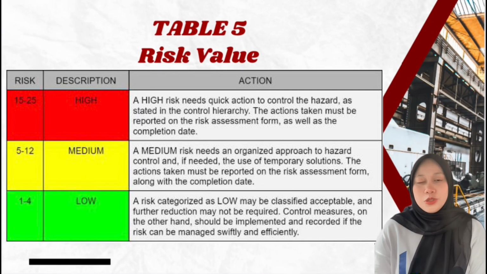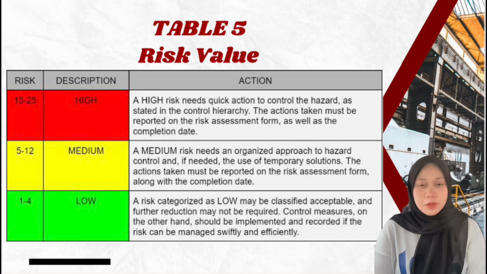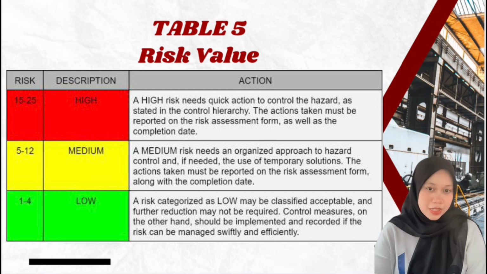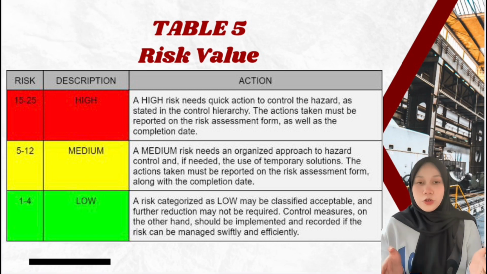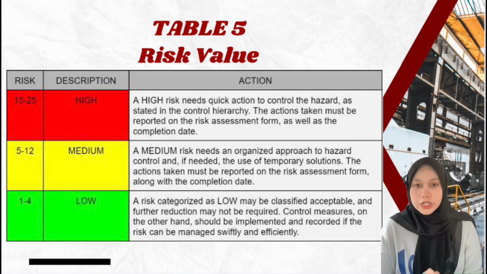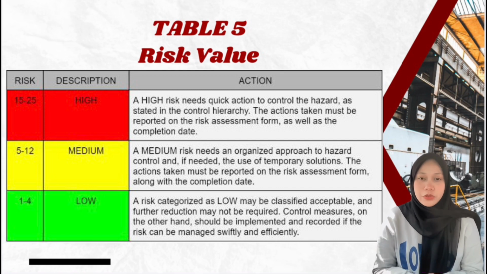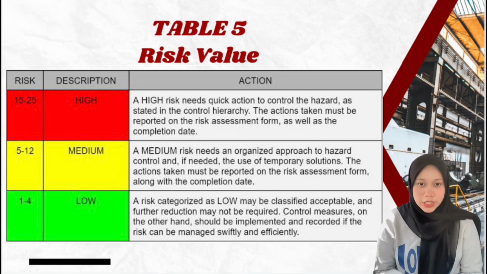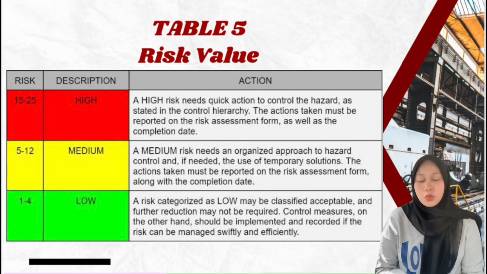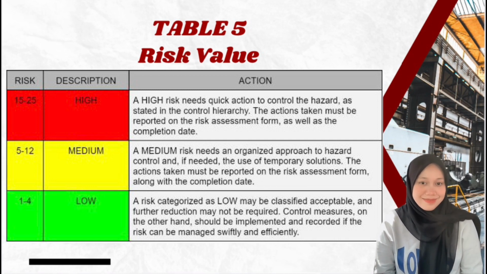And now we can go to Table 5, which is the risk value table. The risk value table shows the risk description and the action that we can take when an incident happens. Risk 1 until 4 is low risk, where the level of risk that could result in a serious injury is low. At this level of risk, we can just eliminate the risk quickly. Risk level 5 until 12 is medium risk, where actions should be dealt with as soon as possible.